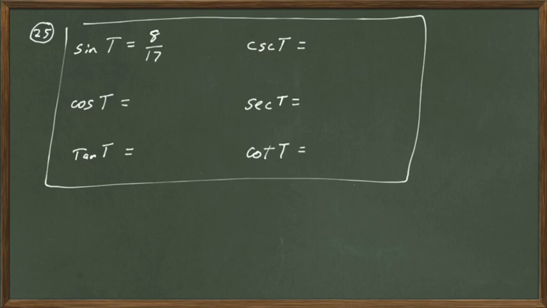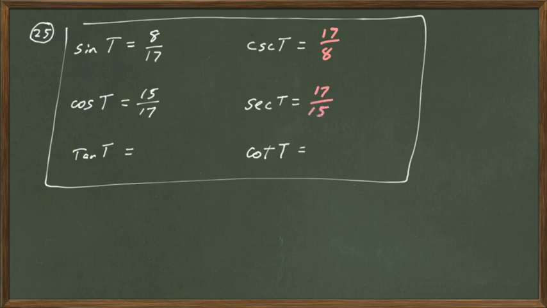They also give me the cosine of t to be 15 over 17, right? Okay, do you agree that this cosecant is just a reciprocal, so that'd be 17 over 8? 17 over 8. Flip this over, would it be 17 over 15?